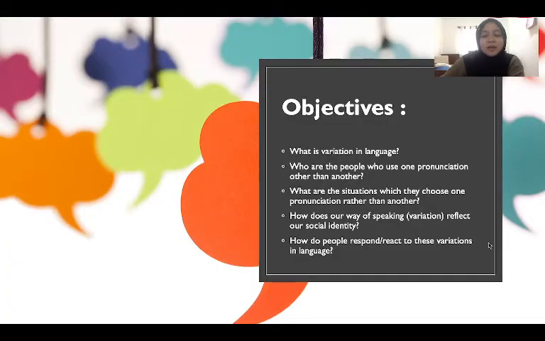So at the end of this lesson, you will be able to answer what is variation in language, and the second one, who are the people who use one pronunciation rather than another? What are the situations in which they choose one pronunciation rather than another? Whether it be due to their social class differences, or maybe due to their background, whether it be educational, economical, okay? And how does our way of speaking variation reflect our social identity? Is it positively or negatively?